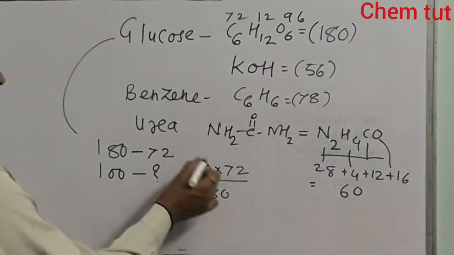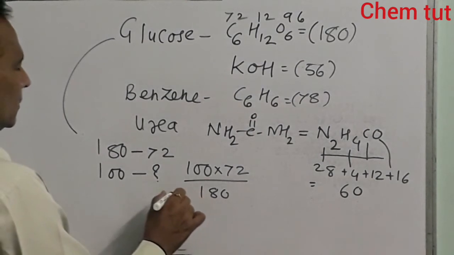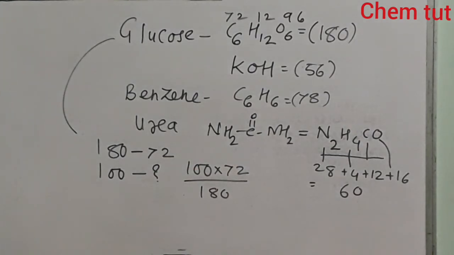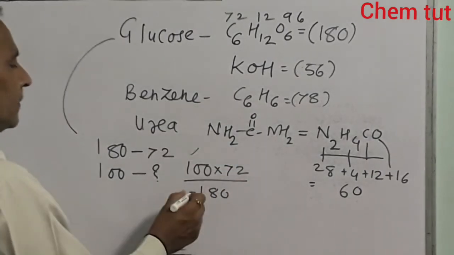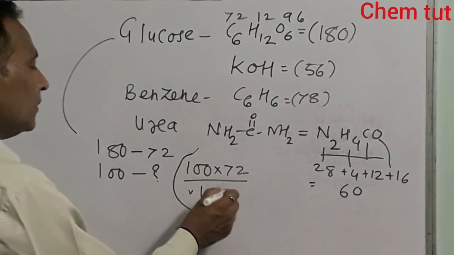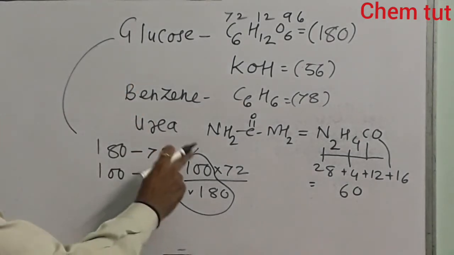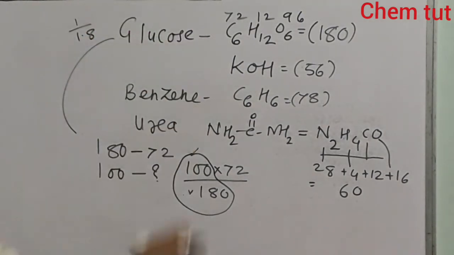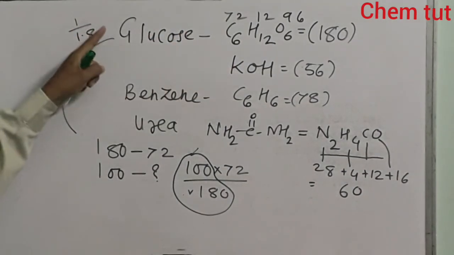So this factor will be common. 100 into 72 divided by 180, because in 180 it is 72. So here this percentage will be same, this molar mass will be same, and therefore the constant ratio for the calculation of percentage composition in case of glucose will be 100 divided by 180, means it is 1 upon 1.8. Just multiply by 72, you will get carbon, multiply by 12, you will get hydrogen, multiply by 96, you will get oxygen.